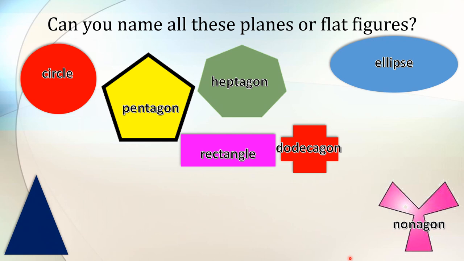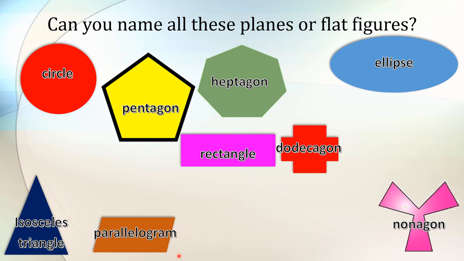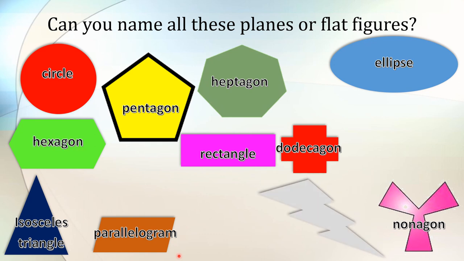Another one. You know this is a triangle, but what kind of triangle? Two of its sides are equal. So, this is an isosceles triangle. And then a slanted rectangle. This is a parallelogram. When it slants, that's it. And then another one, count. This is a hexagon. And then another one, count again. This has 11 sides. So, this is an undecagon.